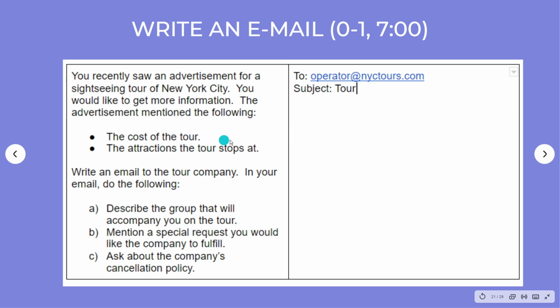So in this case, you're going to say, "Dear sir, I recently saw an advertisement for a tour. I really liked the price of the tour, which I thought was very appealing. And I'm also excited because I see that it stops at the Statue of Liberty and the Empire State Building." And then maybe you'll get into your questions.